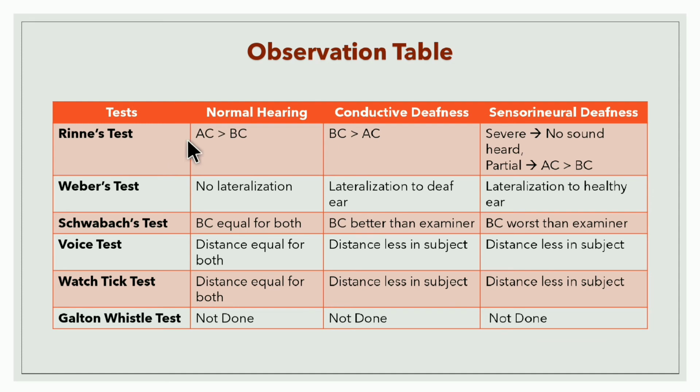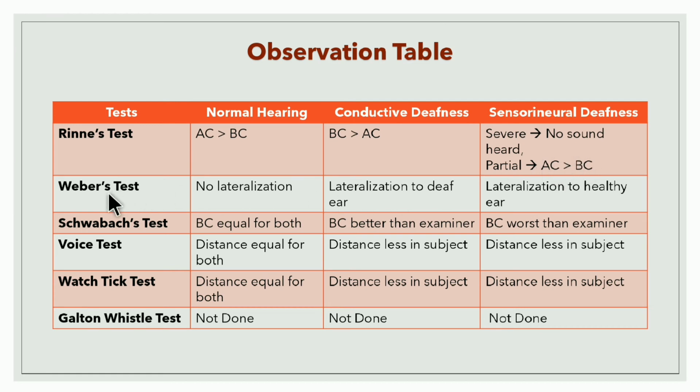Starting with the Rinne's test. In Rinne's test, in normal hearing, the air conduction will be better than bone conduction because normally air conduction is always better. In conductive deafness, the bone conduction will be better than the air conduction. In sensorineural deafness, if the person is having a severe sensorineural deafness, the person will say that he has not heard at any stage of the test. So if the person is not able to hear sound at any stage, that means sensorineural deafness. If there is a partial sensorineural deafness, the person will say that air conduction was better than bone conduction.